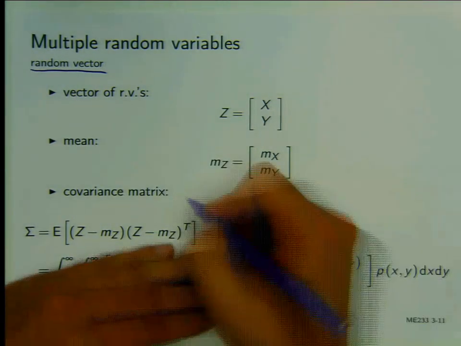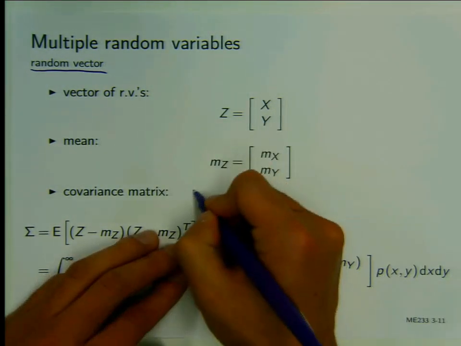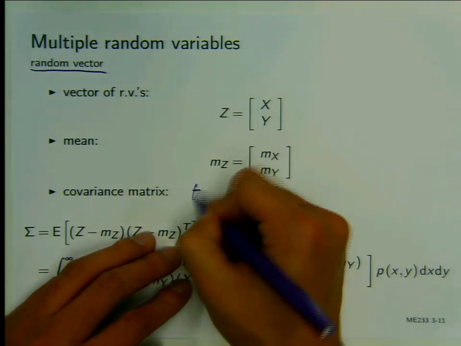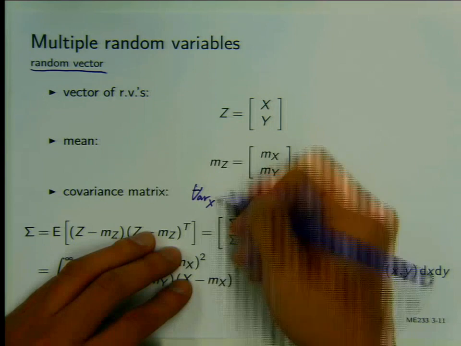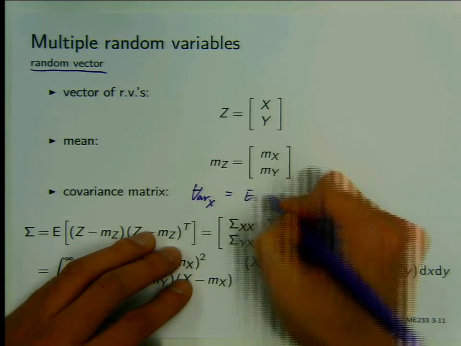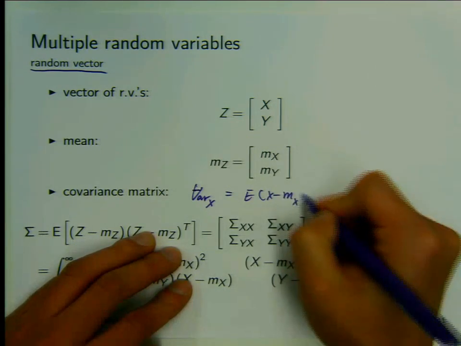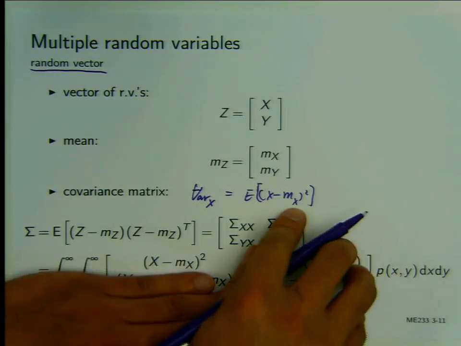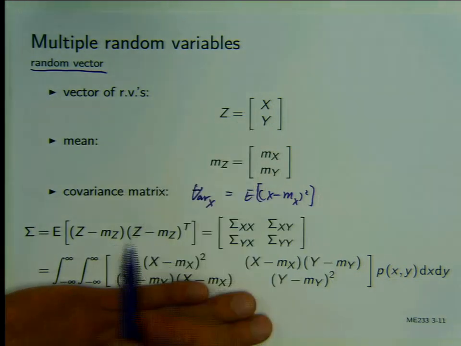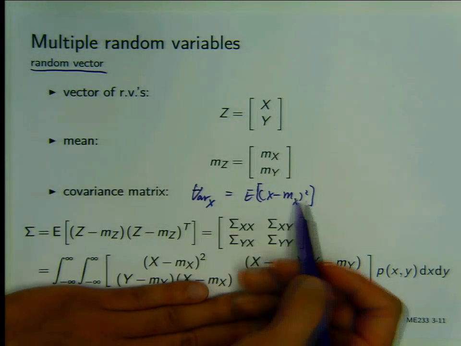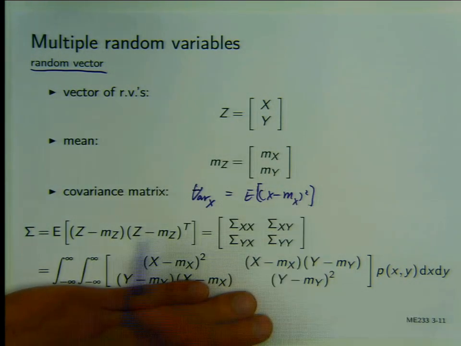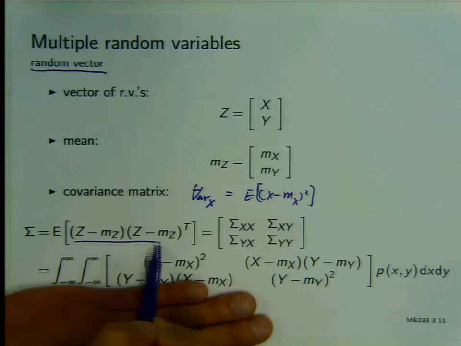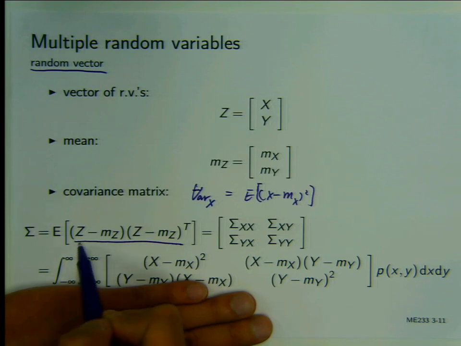So recall how we defined, for example, the variance of a single random variable. Let's say var x is defined by the expected value of x minus the mean of x, squared. Okay? This is for a single random variable. For a random vector, because now dimensions are important, we define the covariance matrix as this. Okay?